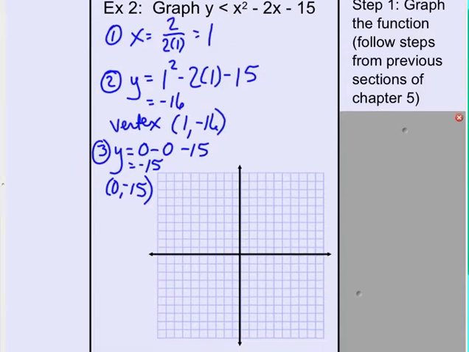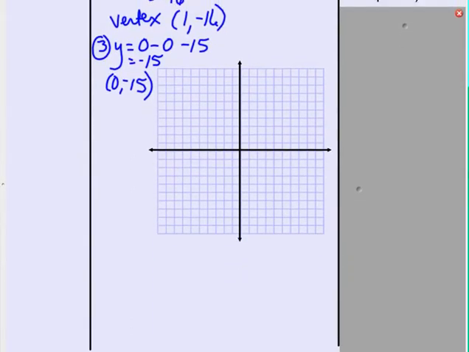Alright, since my graph is only a 10 by 10, I'm going to go ahead and count this by 2's to get my vertex and y-intercept plotted. So I'm going to go over 1 and down 16. My y-intercept is at 0, negative 15. I'll flip that across the x-axis. And the other thing that I want to do, because those points are so close together, and I'm going to have a hard time figuring out exactly where my parabola goes the further away it gets from the vertex, I'm going to go ahead and find my x-intercepts as well.